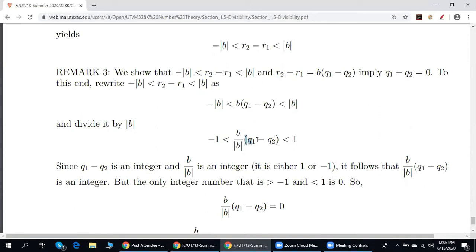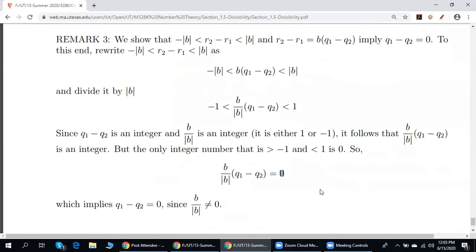Conclusion: since this is an integer and this is an integer, the whole thing is an integer. But now, an integer number is strictly greater than -1 and strictly lesser than 1. How can this be? The only integer which is strictly greater than -1 and strictly lesser than 1 is 0. Conclusion: this, which is over here, is equal to 0.